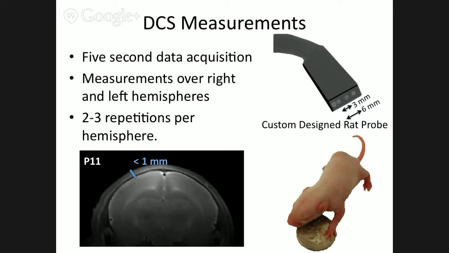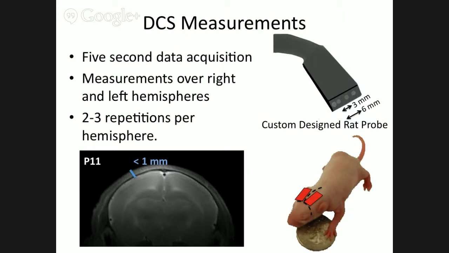So we started off for this study just doing DCS. It was a proof of principle study at first, and now we're starting to ramp it up. We just made a probe to incorporate FDNIRS as well and to start doing these measurements for real. It takes about 5 seconds to acquire the data. We do measurements over the right and left hemispheres, and we use separations of 3 and 6 millimeters.